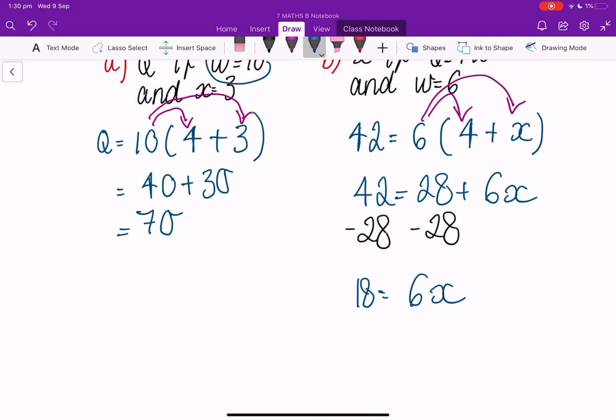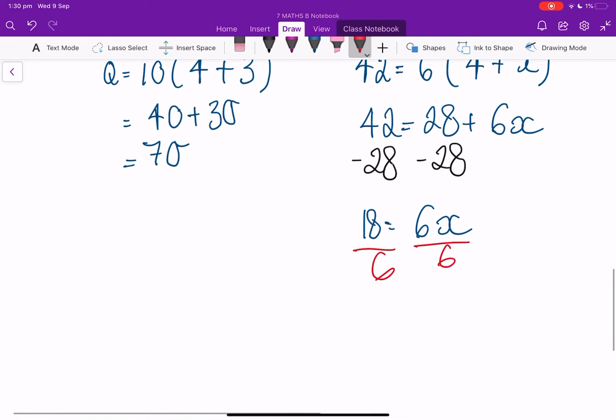6x, we need to get 6 by itself, and I'm just rushing because my iPad's on 1%. Dividing both sides by 6. 18 divided by 6 is 3, so 3 equals x.